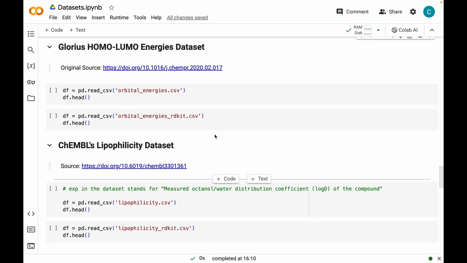Now moving on, the next data set that I want to talk about is Glorius's HOMO-LUMO energies data set. Now, the HOMO-LUMO gap determines energies required for electronic transitions. This is crucial in the design of materials like solar cells and organic LEDs. Also, this is a key factor in understanding and predicting chemical reactivities. For more information, we can go and have a look at the seminal publication.